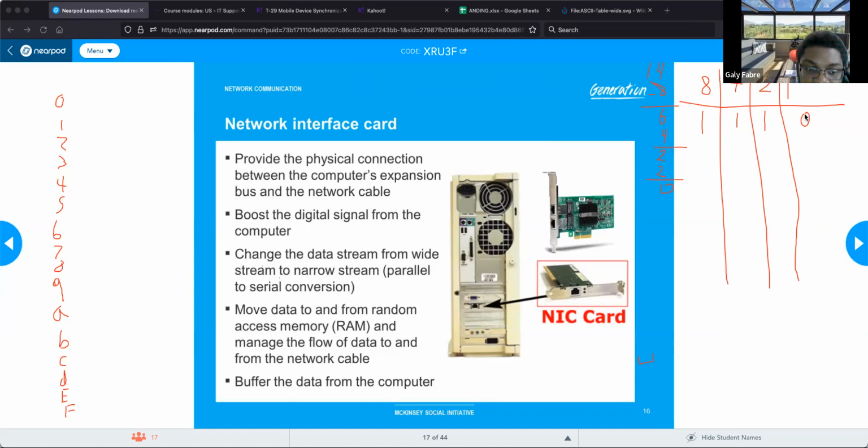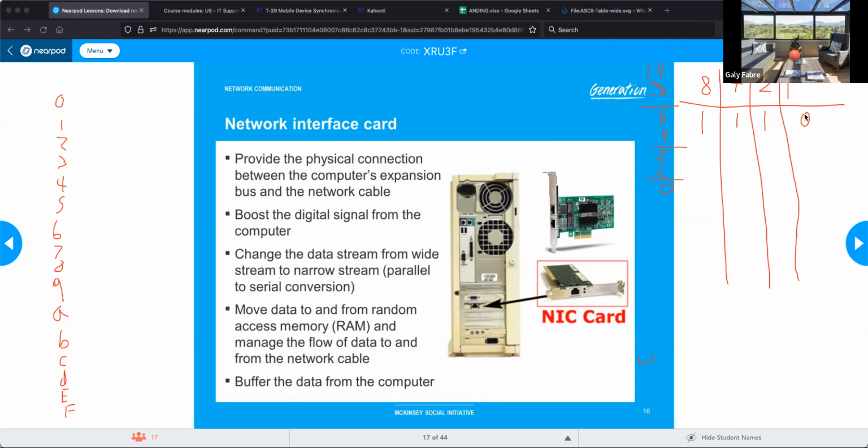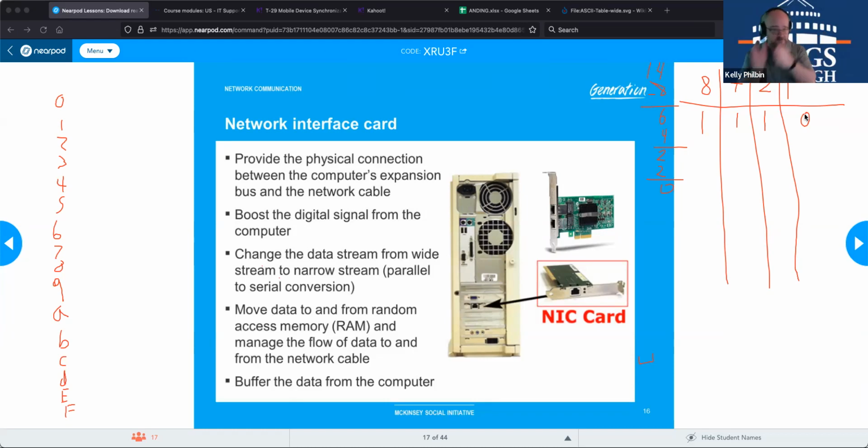15 or F. F. Because we can't put in 15, we wouldn't know the difference between 15 or 1, 5, right? So we use F to represent that. So yes, Oscar, perfectly. 15 equals F, which also equals 1, 1, 1, 1 in binary. Very well done.